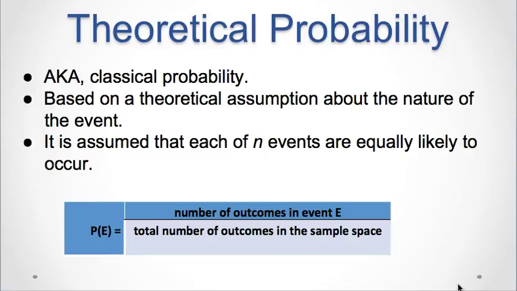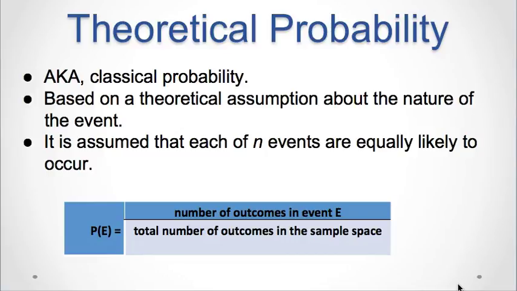We calculate theoretical probability as follows: the probability of event E is equal to the number of ways that E can occur divided by the total number of possible outcomes. So the numerator is the number of outcomes in event E, and the denominator is the number of outcomes in the sample space.